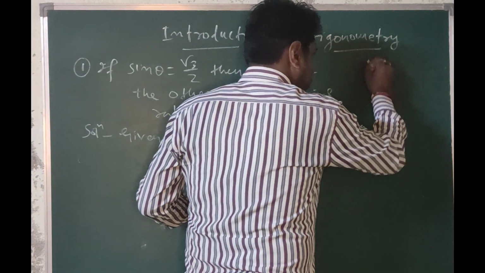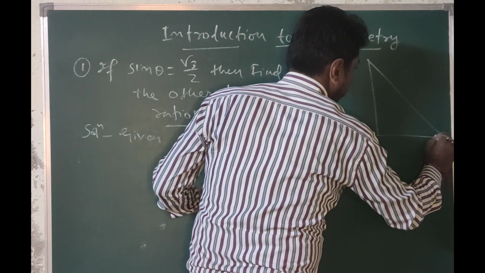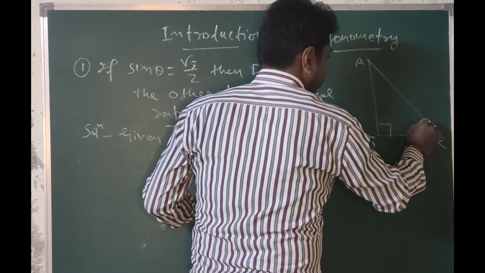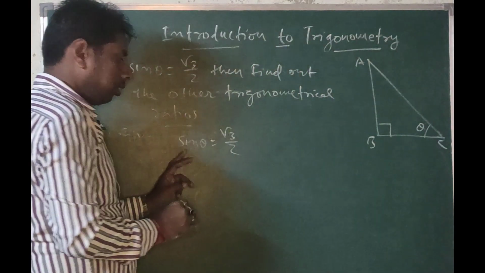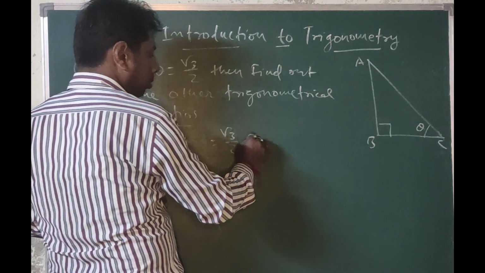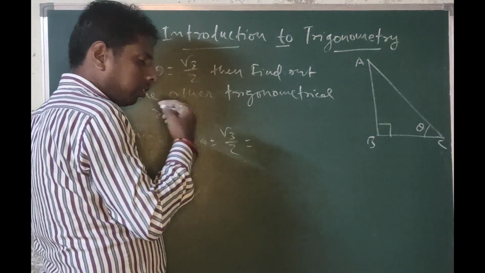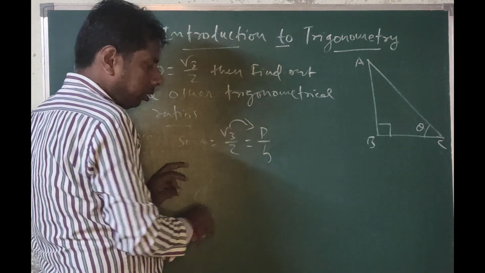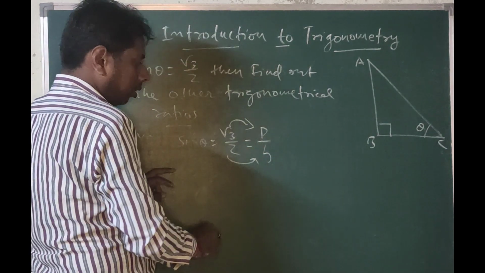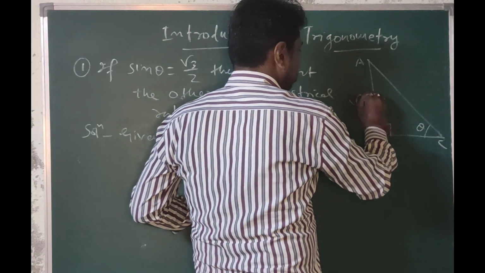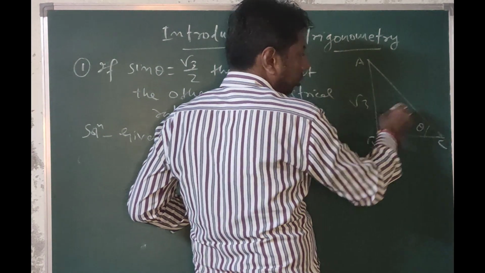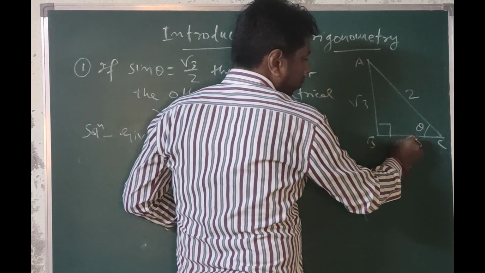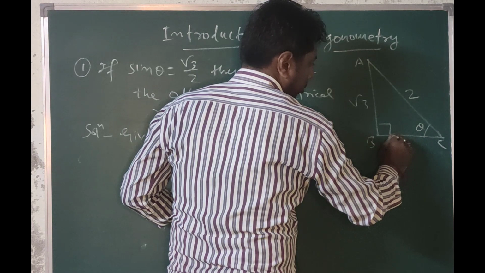So, this is a right angle triangle A, B, C. Sin theta equals root 3 by 2. That means what formula do we get? Sin theta equals P by H. So root 3 will be the value of P and 2 will be the value of H. So this is root 3 because this is the perpendicular, and this is 2 because this is the hypotenuse. Now we have to find out the value of the base.